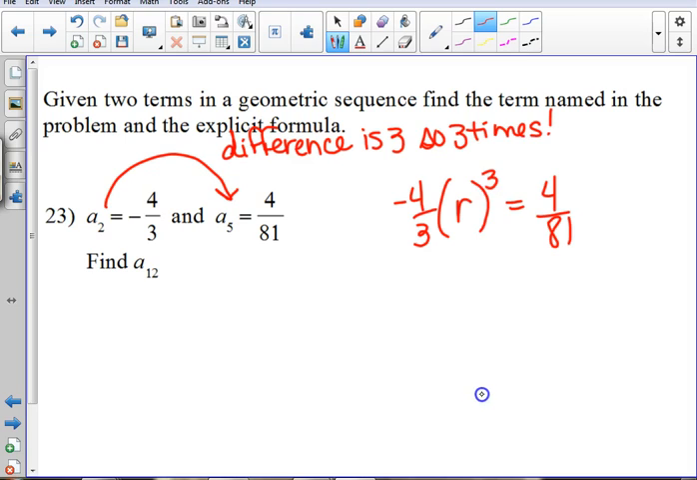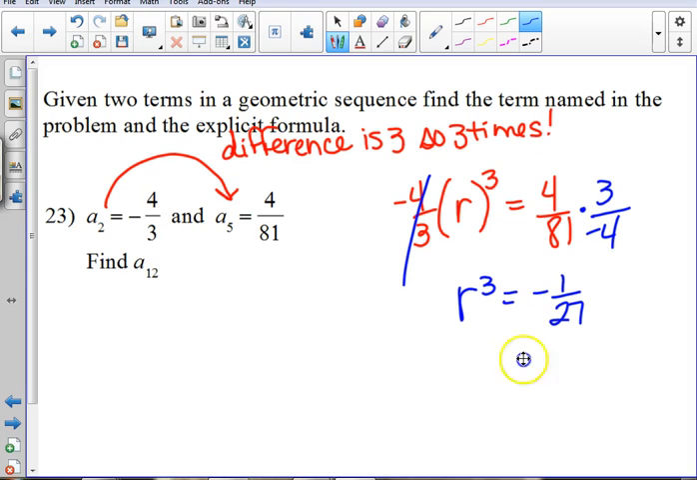What do we have to do first? Okay. And you could put 4 over 81 in parentheses divided by negative 4/3 in parentheses, and it would work. I'm going to do the math teacher method of reciprocal, right? So now we have r cubed equals, what's that going to simplify to? Negative 1 over 27, I think.